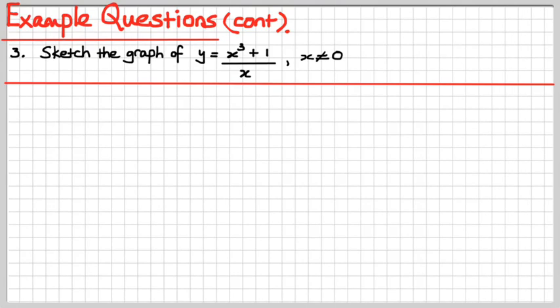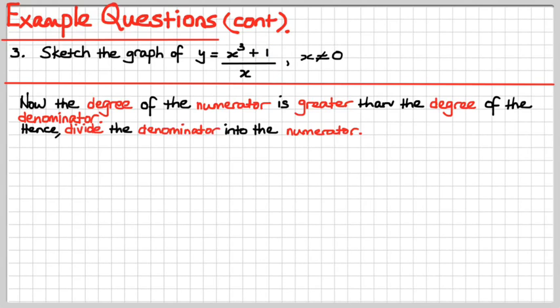Now it looks like I've got another one. Now this is y equals x cubed plus 1 over x. Look, degree 3, degree 1, what do you do? Yes, you divide. So therefore, y equals x squared plus 1 over x. Well, that's another one that we just did. You see? How easy.